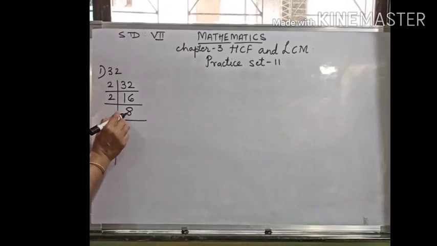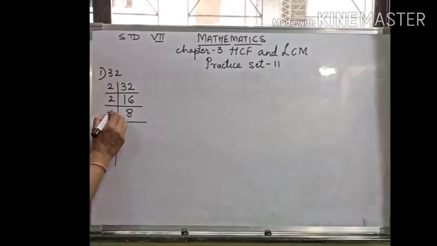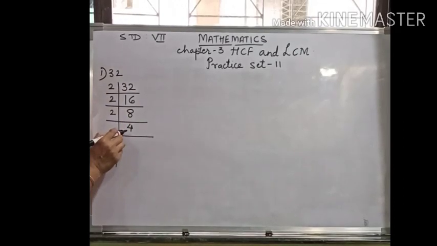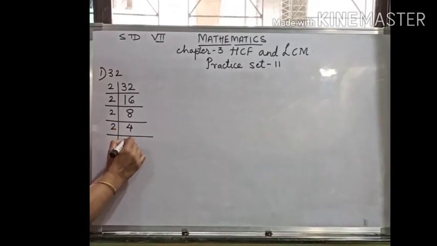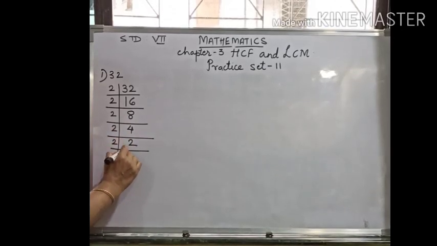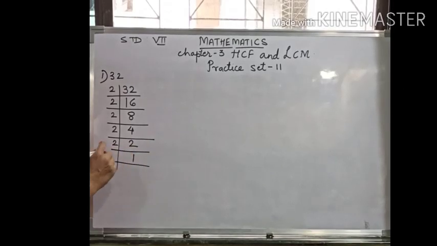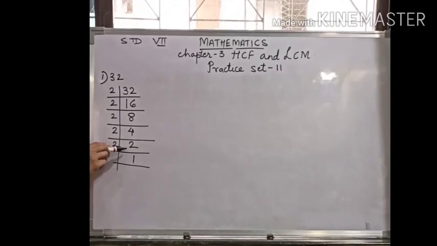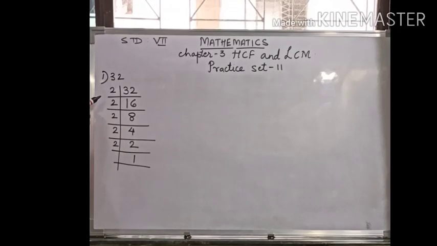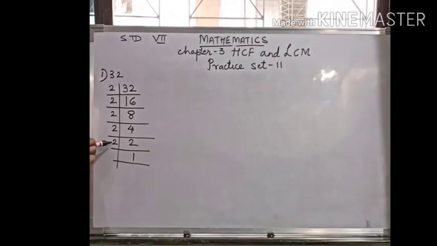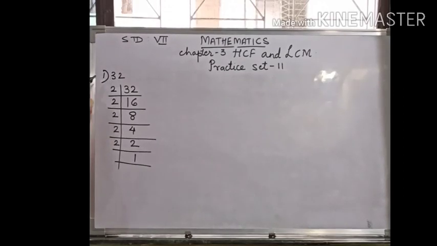Further, you have to find divisor of 8. So 2 4s are 8. Then 2 2s are 4. And now we have here 2 1s are 2. So you have to find out the factors till you get a number which is not further divisible. So 2 multiplied by 2 multiplied by 2 multiplied by 2 multiplied by 2 are the factors of 32.